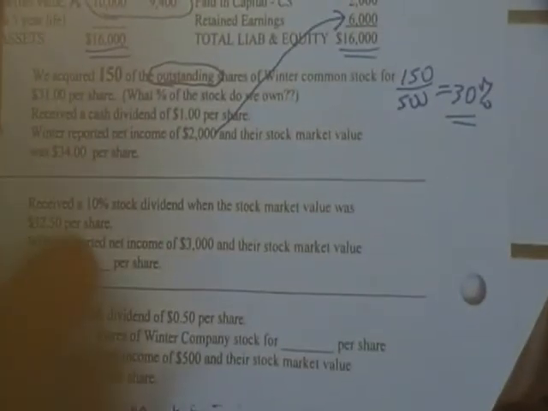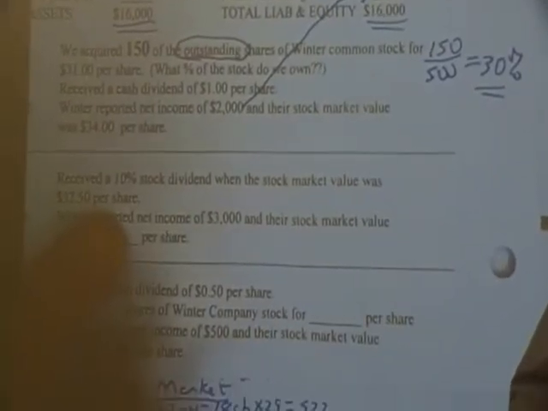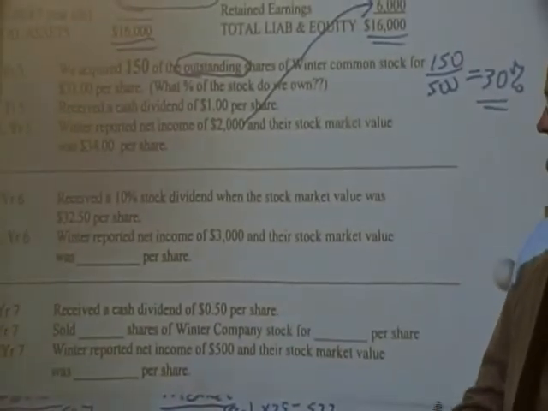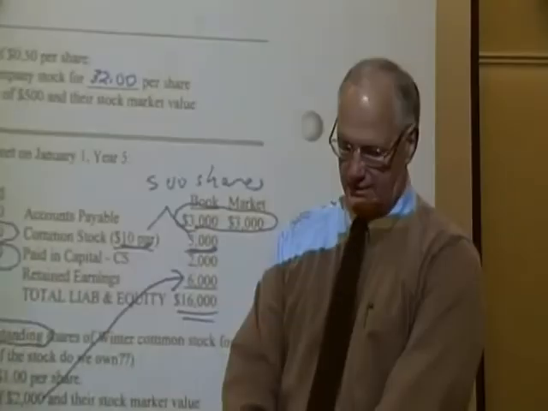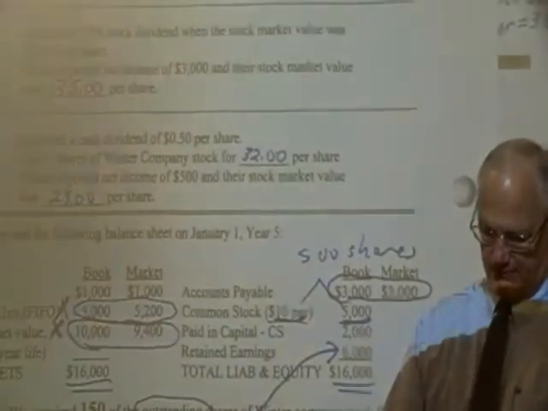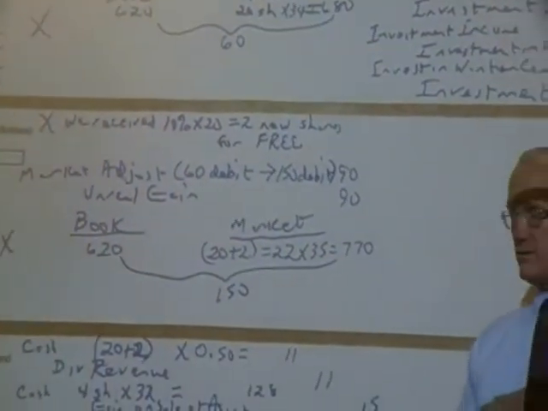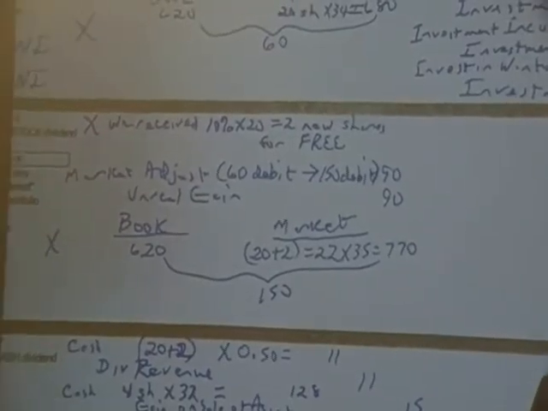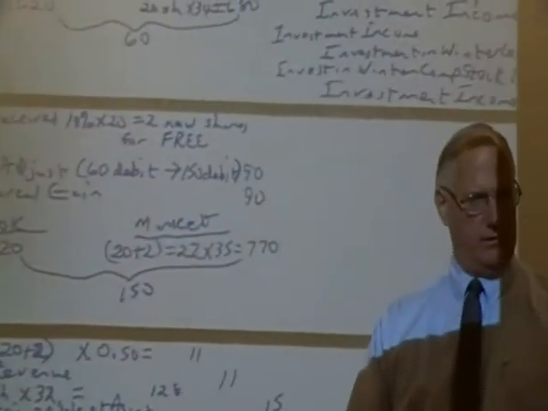What happened in the next year? Well, somewhere during year 6, we received a 10% stock dividend when the stock market value was $32.50 per share. Now again, this is pretty much the same example we did on Monday. We received a stock dividend. Now, under the cost method, we said since there was no cost, we made no entry. What about under the equity method?